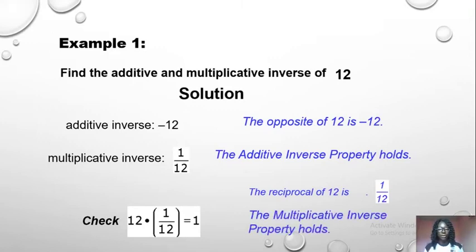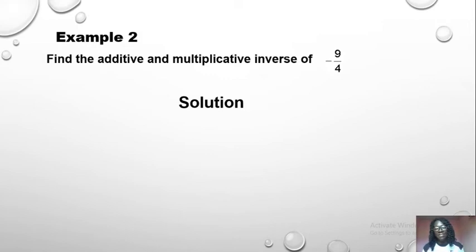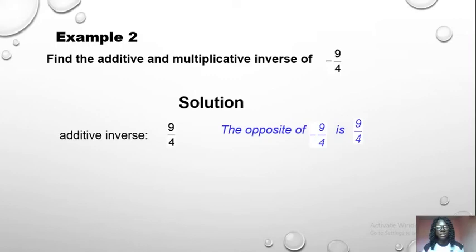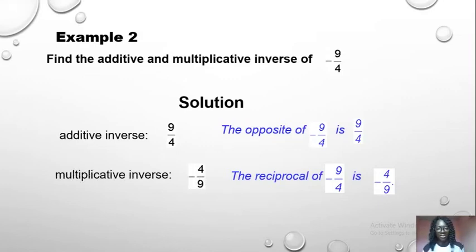So let's see example 2. Find the additive and multiplicative inverse of minus 9 over 4. So quickly pause the video and try to attempt this and see if you will have the same answer as mine. So the opposite of minus 9 over 4 is 9 over 4. So the minus will go away, which gives us the additive inverse. Okay, and the reciprocal of minus 9 over 4 is minus 4 over 9. Okay, so minus 4 over 9 will give us the multiplicative inverse. That's just all I need you to do. Just one line, you're done with my assignment.